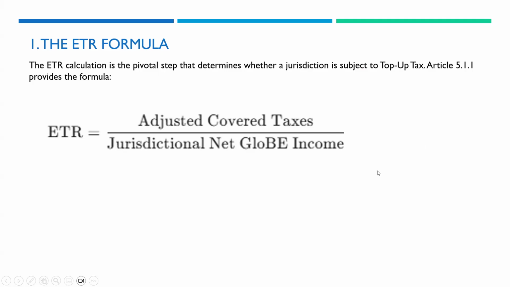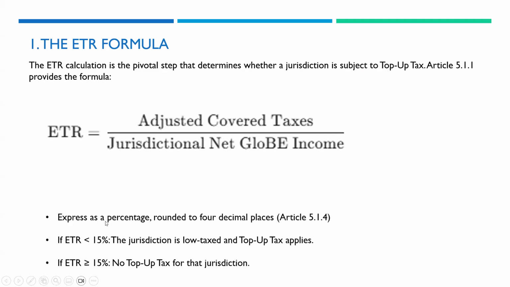Once you calculate an ETR, there are a few things you have to keep in mind at the calculation stage. You have to always express it as a percentage and round it to 4 decimal places. So if it is 14.9994, there is still a top-up tax. You understand? There is a 0.0006% shortfall, so you have to round it to 4 decimal places. And if ETR is less than 15%, the jurisdiction is low tax and top-up tax applies.